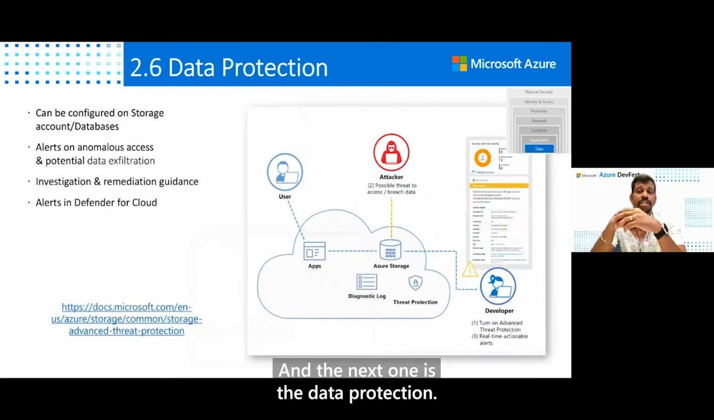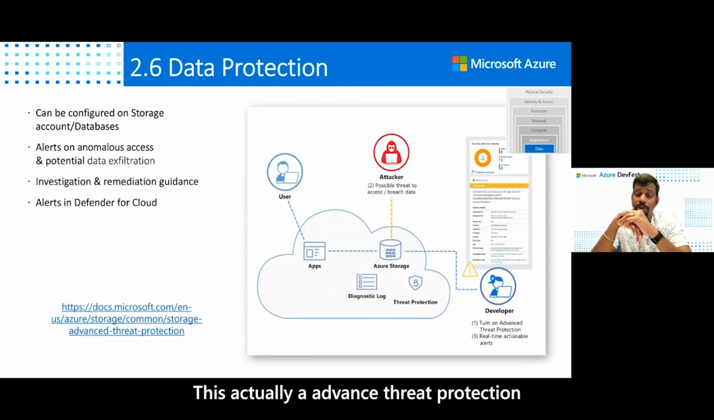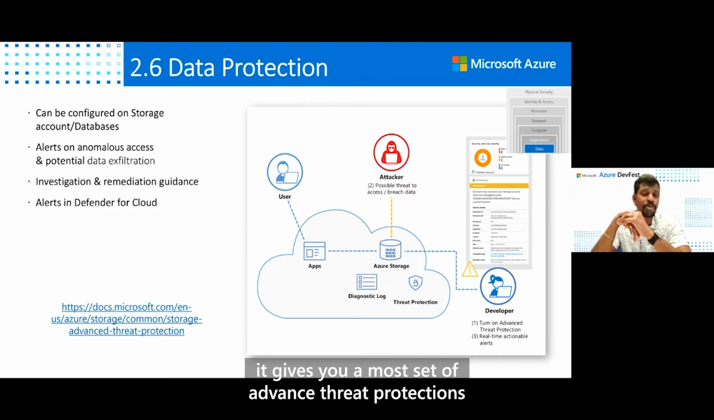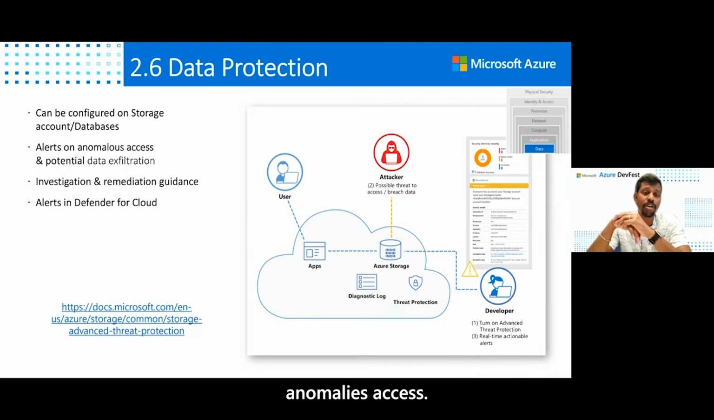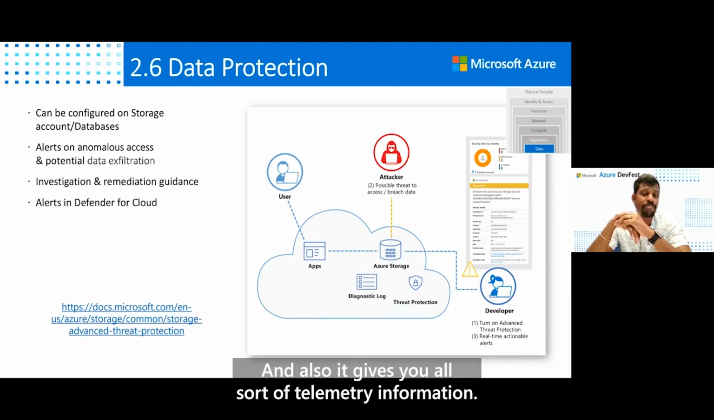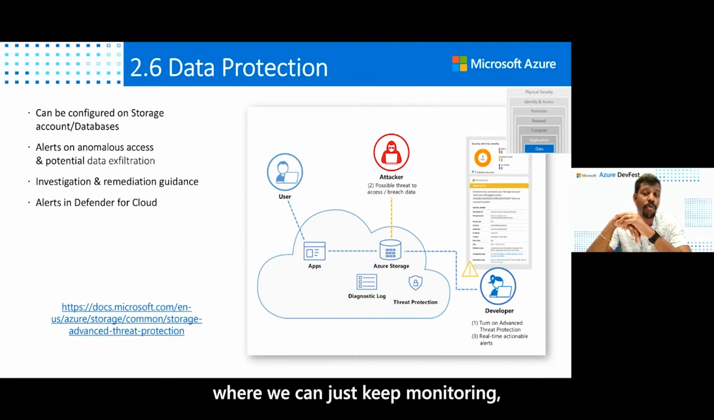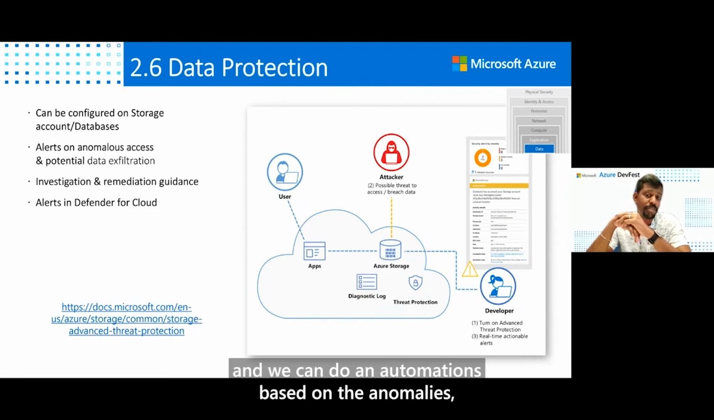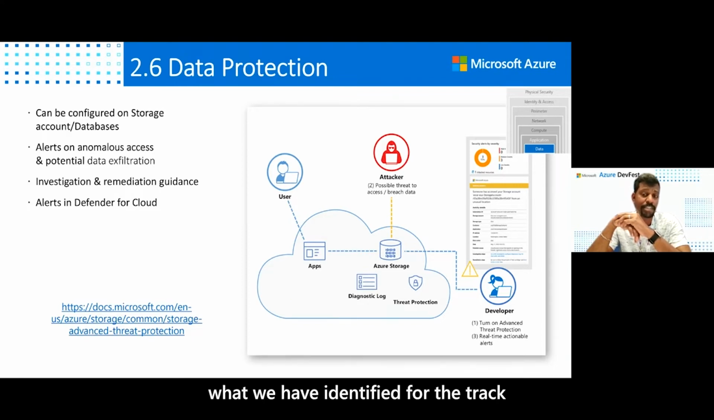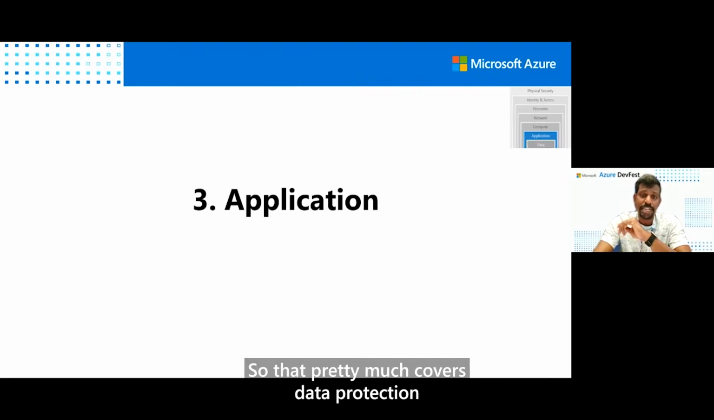The next one is data protection. This is advanced threat protection, and as I mentioned, by onboarding your storage accounts into Security Center, by default it gives you a more advanced set of threat protections. It also gives you alerts on anomalous access and all sorts of telemetry information, so we can keep monitoring and trigger automations based on the anomalies we have identified and tracked through Security Center. That pretty much covers the data protection for your storage accounts as well as your SQL Server.